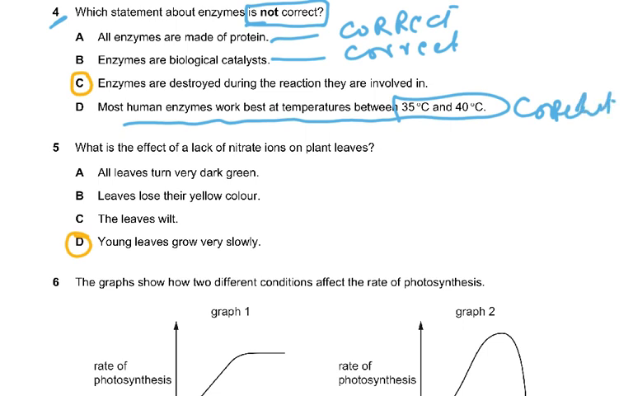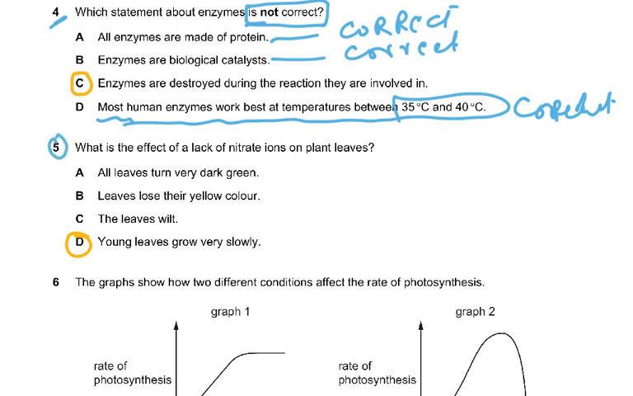Most enzymes, but yes, it's correct. Most human enzymes, most or almost all of them. Now, why is C incorrect? Enzymes are destroyed during the reaction they are involved in. No, no, no. Enzymes remain intact even after the reaction. So they remain unchanged. So that is the definition of enzymes that we have learned: that enzymes are biological catalysts that remain unchanged during the reaction. So that is question 4.